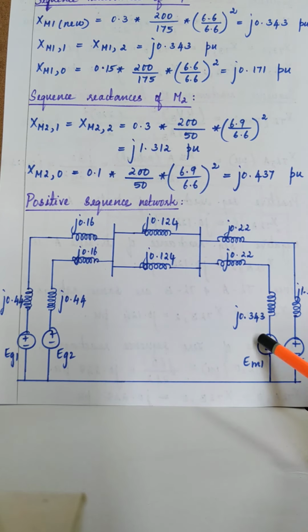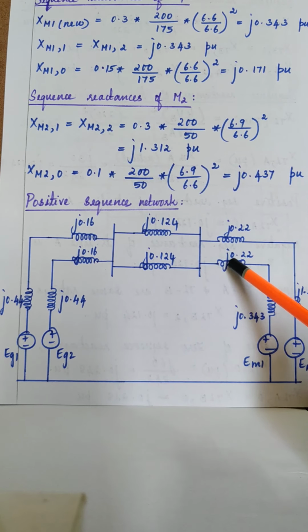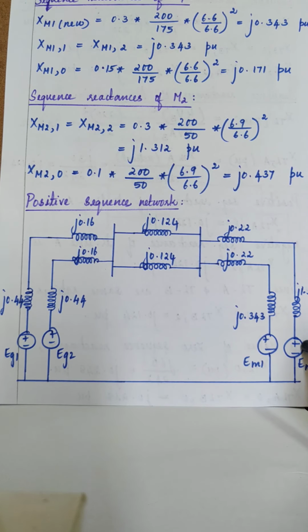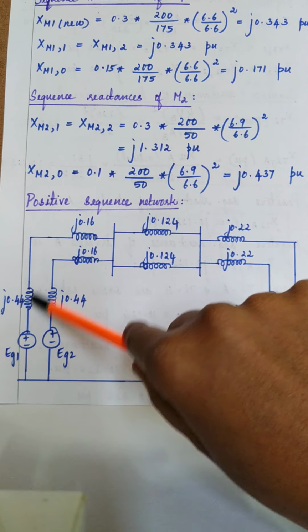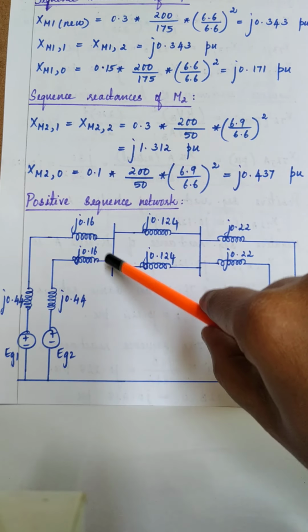So this I have taken as M1. So this is T3, T4, M1, M2. Write down the corresponding calculated values, the positive sequence impedances alone.